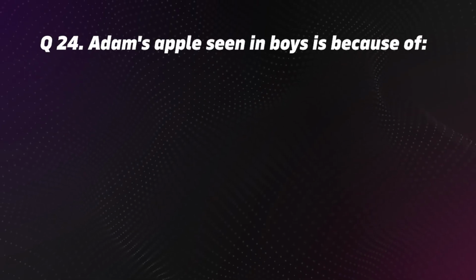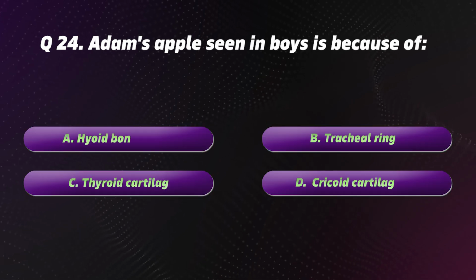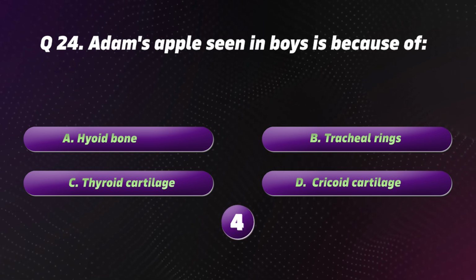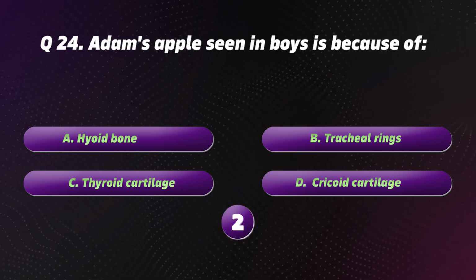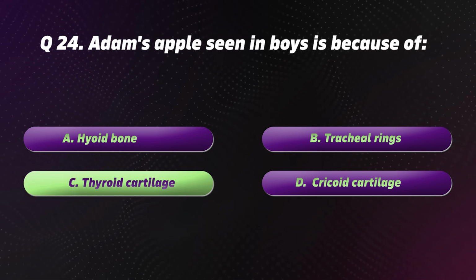Question 24. Adam's apple seen in boys is because of. Here are the options. A. Hyoid bone. B. Tracheal rings. C. Thyroid cartilage. D. Cricoid cartilage. And the correct answer is option C, thyroid cartilage.